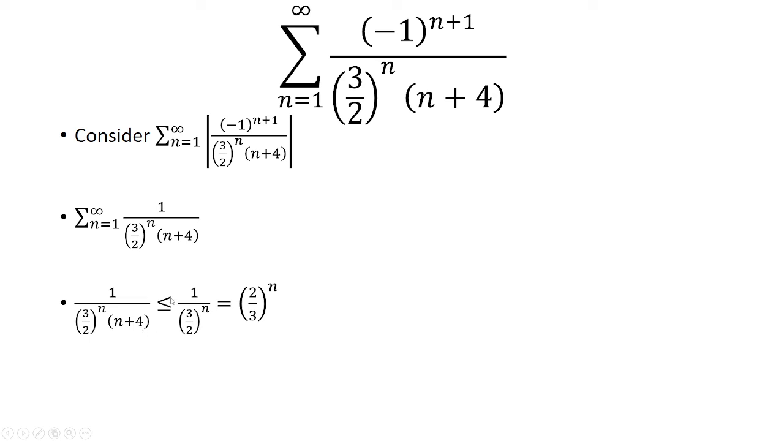Clearly, this sequence is bigger because the denominator is smaller. And n+4 is greater than 1, so whenever you take a number and multiply it by something greater than 1, it's going to be bigger. So that's why this is bigger. And 1/3 to the n power is just the same thing as 2/3 to the n power.